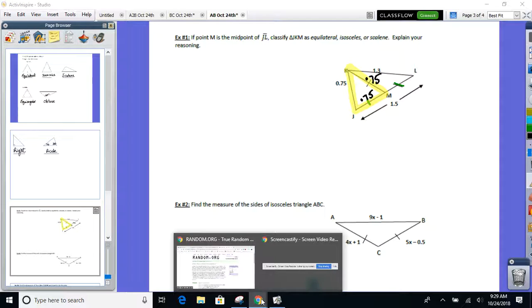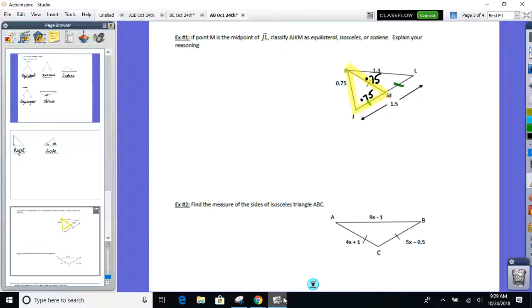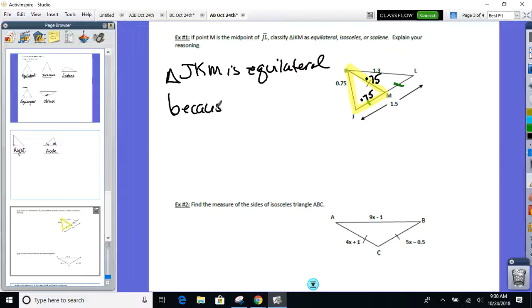Look at all three sides. Name that type of triangle right now. What type of triangle am I working with? Equilateral, how'd you know that? Okay, all three sides are what? Yep, so triangle JKM is equilateral because all three sides are congruent. Done. Any issues?